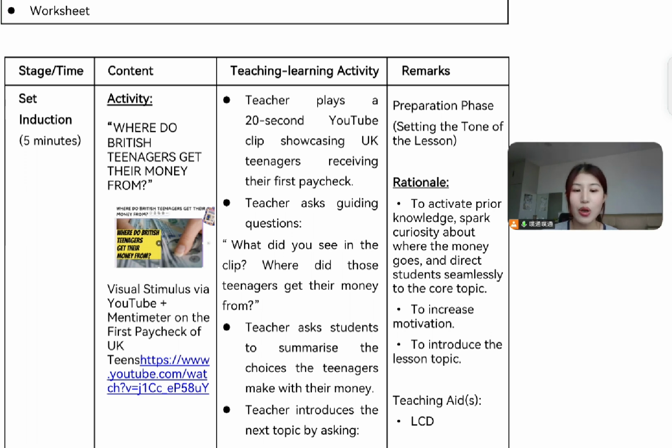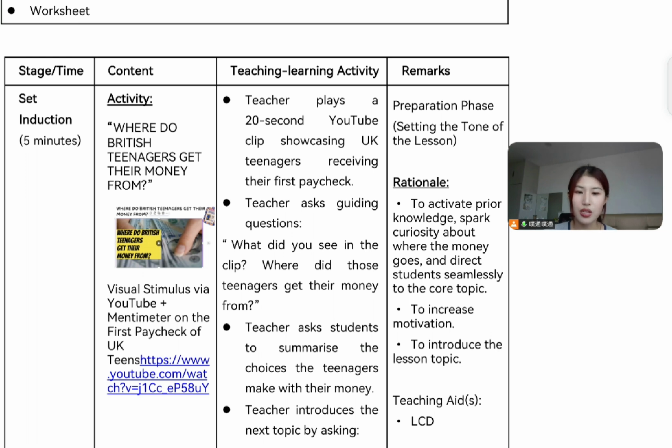Now I will explain the first stage, which is the set induction. At the beginning of the lesson, students watch a short YouTube video showing British teenagers receiving their first paycheck. The use of YouTube provides authentic and meaningful visual input. According to multimedia learning theory, visual and auditory information can improve learners' comprehension and motivation.